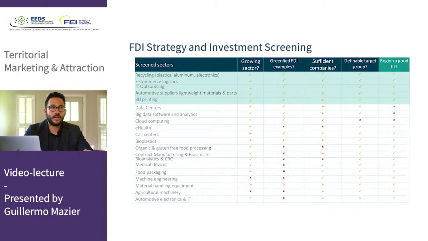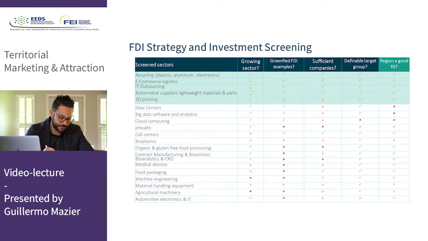strategy. Now, how would you build an FDI strategy and an investment screening profile? We started this course by talking about how to profile companies. Companies have a bunch of different sectors. Those sectors can include recycling, IT outsourcing, cloud computing, medical devices, food packaging. They're very specific sectors. As you start to incorporate this into your plan, you can identify whether that particular subsector is growing or shrinking. Is it growing? Is it staying the same?